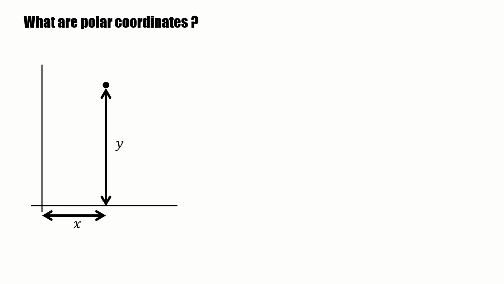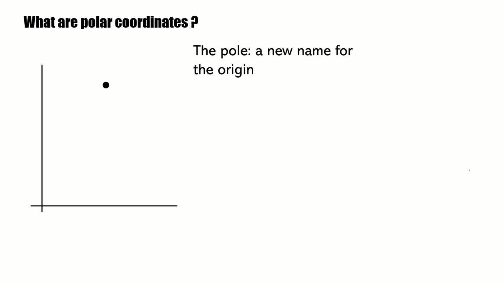But polar coordinates are going to do things a little differently. We're going to use a different set of variables to define the position of our point. And we're also going to give some things some different names. For instance, for a start, we're going to rename the origin, the point that was always 0, 0 before, as the pole. So actually, it's worth pointing out that that's where the name polar coordinates comes from. Pole, polar. You can already see what I mean.